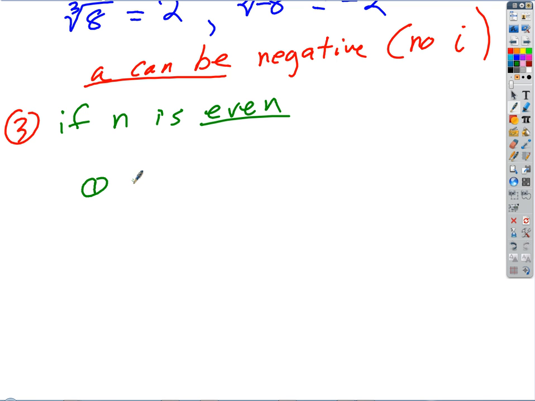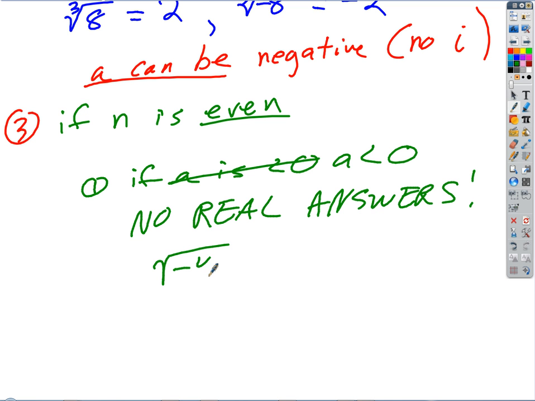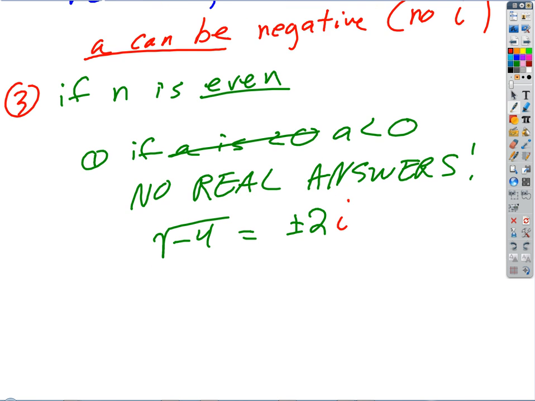If n is even, then if a is less than 0, we get no real answers. We're going to get i's, right? For example, the square root of -4 gives us i's, doesn't it? That gives us plus or minus 2i. The same kind of thing is going to happen for other even roots.